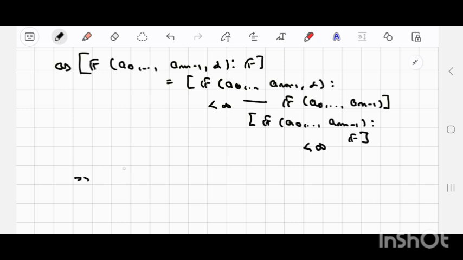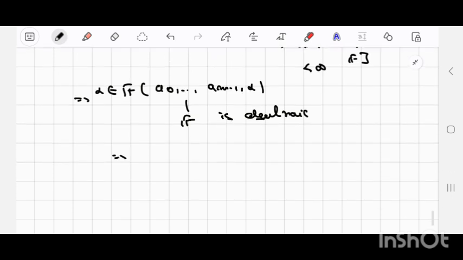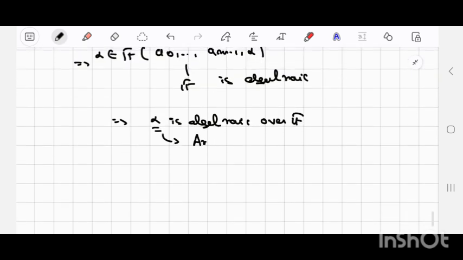So this implies that F(a0, ..., a_{m-1}, alpha) over F is algebraic, and clearly alpha is an element of this extension. That implies alpha is algebraic over F. And alpha was an arbitrary element chosen from L, which implies L over F is an algebraic extension. Is it clear? Got it?